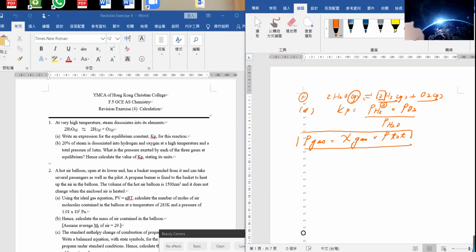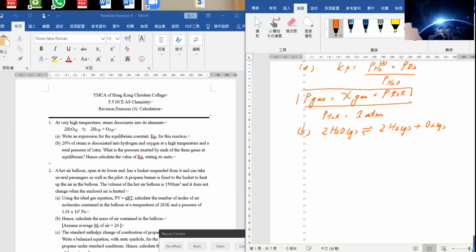So B, 20% of the steam is dissociated into hydrogen and oxygen at high temperature, total pressure of 1 atm. Now, total pressure this time is 1 atm, the question already told you. What is the pressure exerted by each of the 3 gases? Basically, the question is asking you the partial pressure of each of the gases, okay? So, in order to find out the partial pressure, as I just said, you have to find out the mole ratio for each of them first, okay? So, same as before, we can form the ICE table.